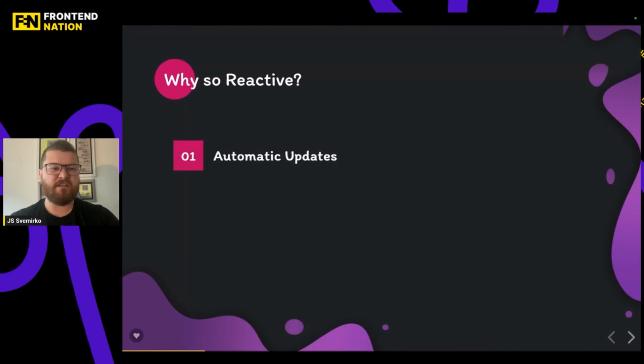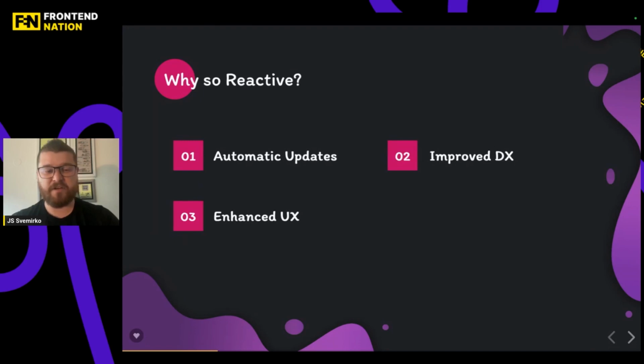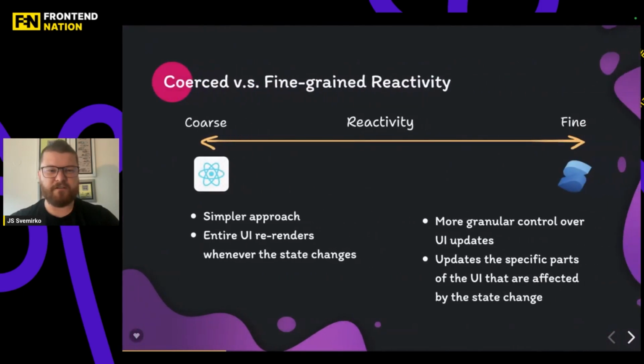And especially if we are looking into the benefits of reactiveness, we would say React has automatic updates, it has improved developer experience, enhanced user experience, and it has reduced code complexity, right? But if we look further under the hood, we might notice that there is a scale of reactivity, how reactive you can be, and there is coarse and fine-grained reactivity.